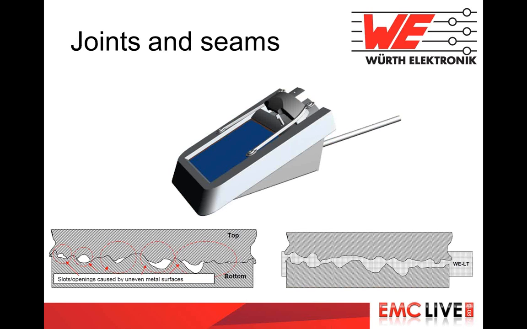So joints and seams are one of the most problematic discontinuities, probably the biggest ones if we don't take into account the cables. When we want to assemble our device, in the assembly process, we have some joints, and sometimes our device also needs to be open for maintenance purposes, just to change the batteries. So we usually have these longer joints and seams around our device.